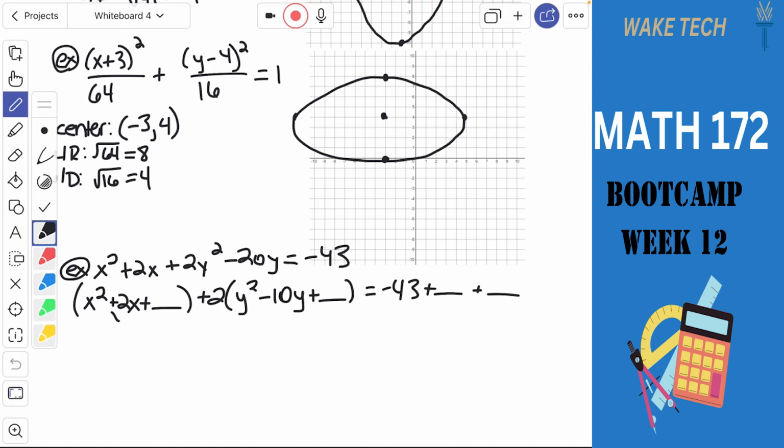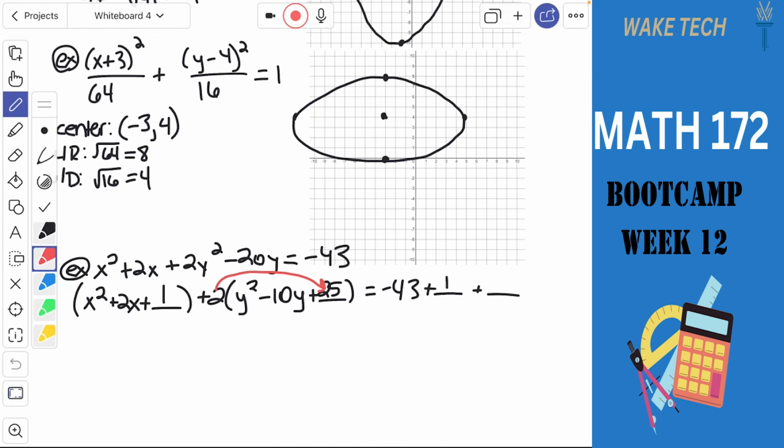To the x's, we'll take half of 2, which is 1, and square that to get still 1. For the y's, half of -10 is -5. Square that to get 25. Whatever we add to the left side, we have to also add to the right side. To the group of x's, we added 1. But to the group of y's, we added 50. We wrote a 25 in the blank, right? The number that's in the blank is 25.